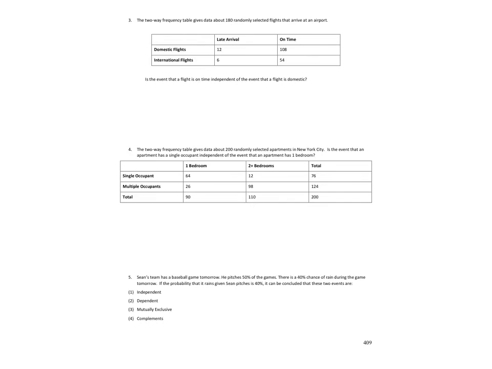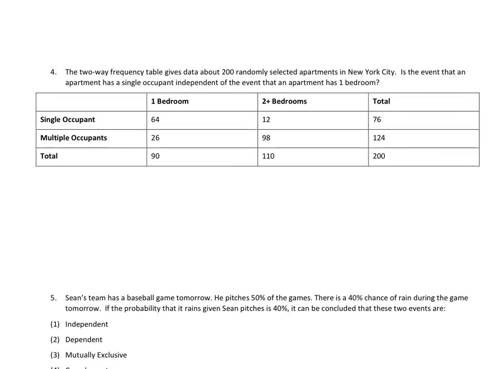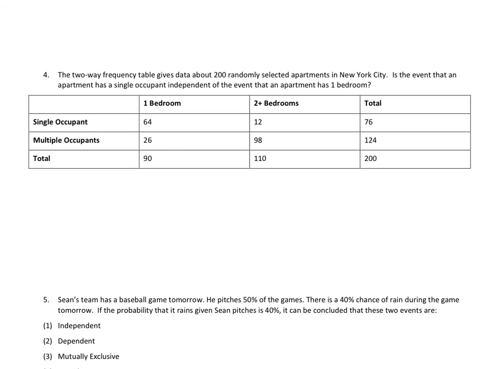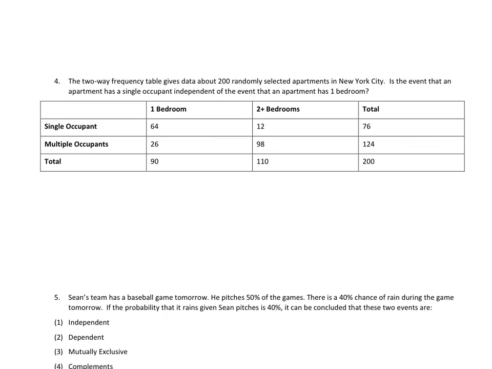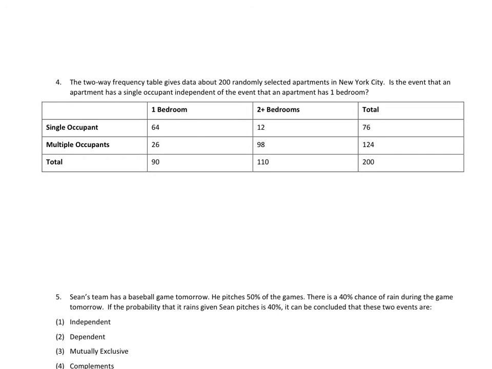So with number 4, they're saying the two-way table gives about 200 randomly selected apartments in New York. Is the event that an apartment has a single occupant independent of the event that it has a one-bedroom? So you could make this A prime, and this B prime, which is just denoting them. If you use the formula, I always like using the probability of A would equal the probability of A given B, meaning that if they're independent, this condition, this extra piece, would not affect the fraction.